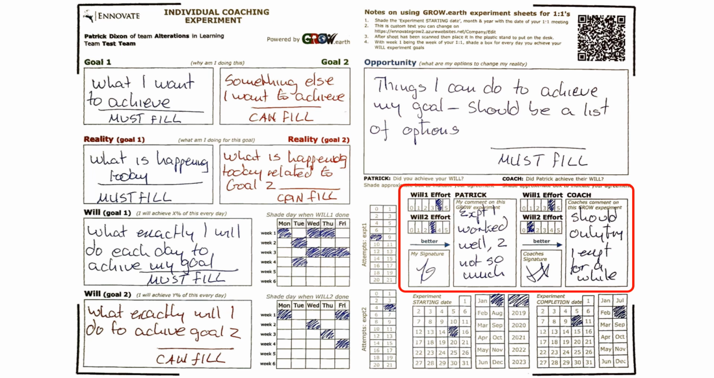It is required for all of these fields to be filled in order for the experiment to go to a valid closure. If any of the experiments are missing, Patrick and his coach will receive an error email indicating that the experiment has not been closed properly and that they should fill it out and rescan.